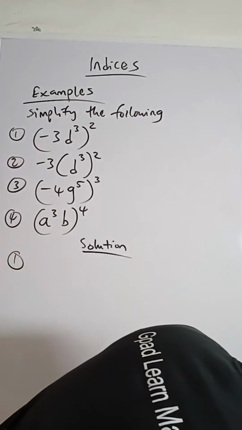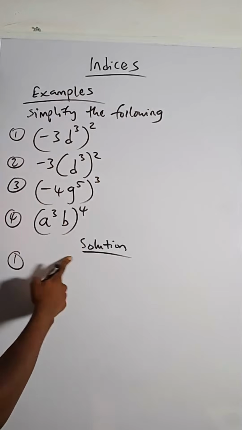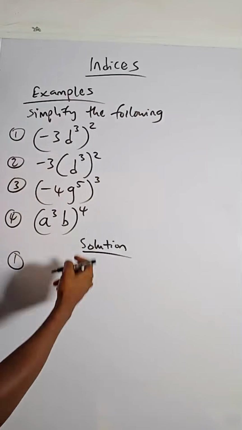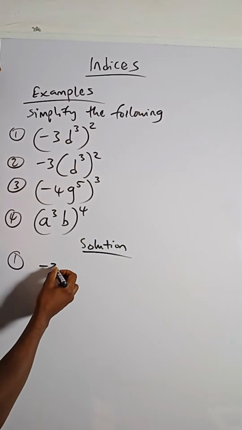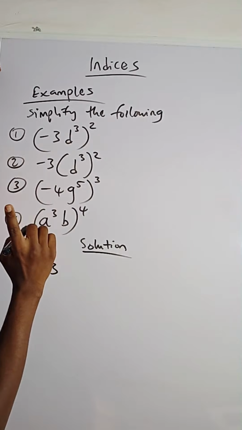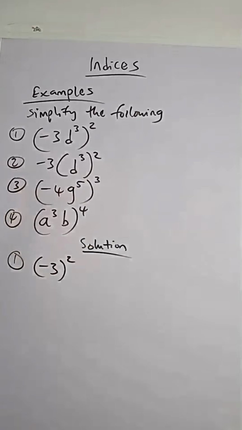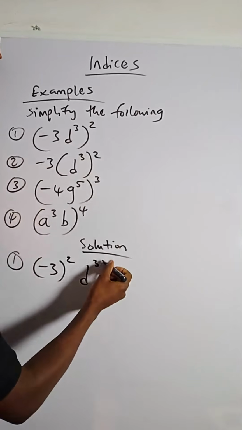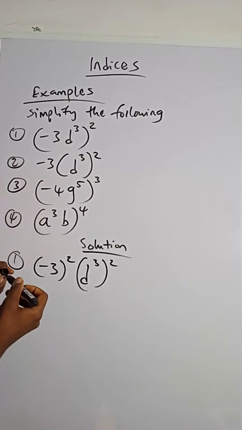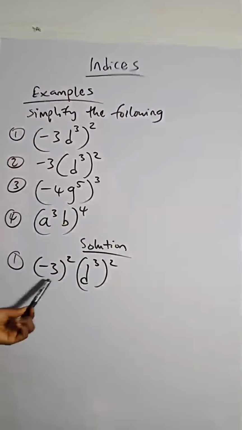I see answers here already. These guys, you are really doing great things. Number 1, we distribute the power to the product in the bracket. So this should be minus 3. Please be careful with this. I can write it like this. Minus 3 raised to the power of 2, and then d raised to the power of 3 raised to the power of 2 again. Because this 2 will be distributed to negative 3 and d raised to the power of 3. Hence, I have this.